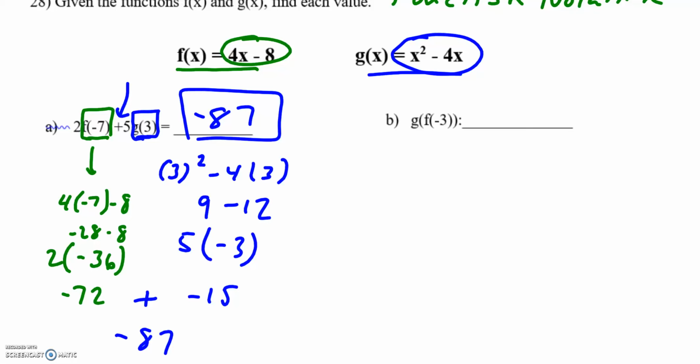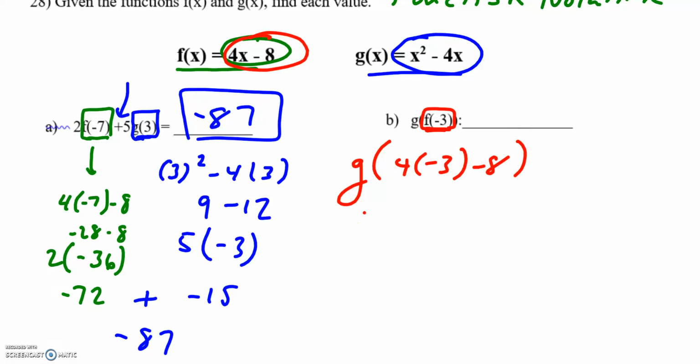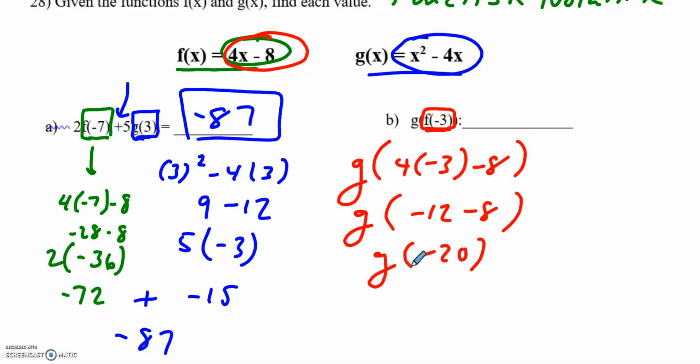Part B. This notation, I'd also like you to recall, does not mean g times f times -3. What it means is that I'm taking the -3 and I'm plugging it into my f function first. So I'm going to leave the g, but I'm going to take -3 and plug it in here, or 4 times -3 minus 8. So that would be g of -12 minus 8, or g of -20.